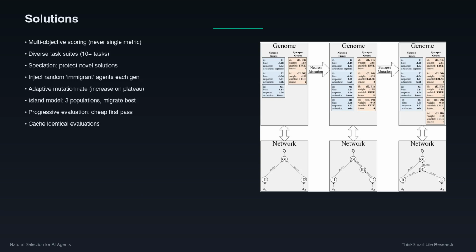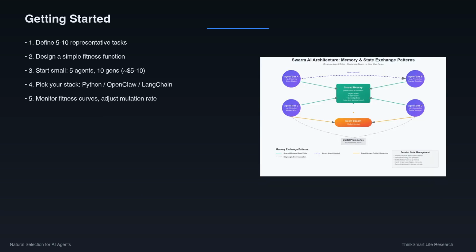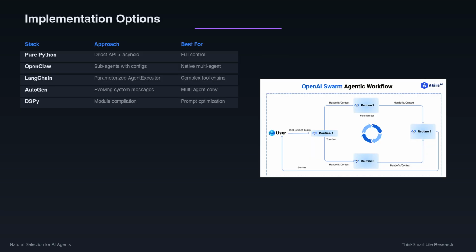Let's talk about real-world applications. Prompt optimization is the most immediately practical. Evolve prompt variants instead of manually A/B testing. Tool selection discovers which combinations work best for specific tasks. Memory architecture evolution finds whether RAG, sliding windows, or summaries work best for your use case. You can even evolve entire multi-agent team compositions, the number of agents, their roles, their communication patterns.